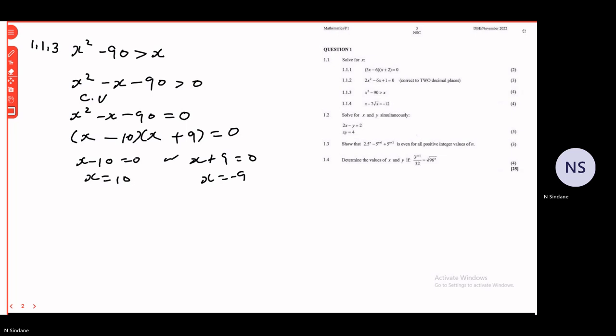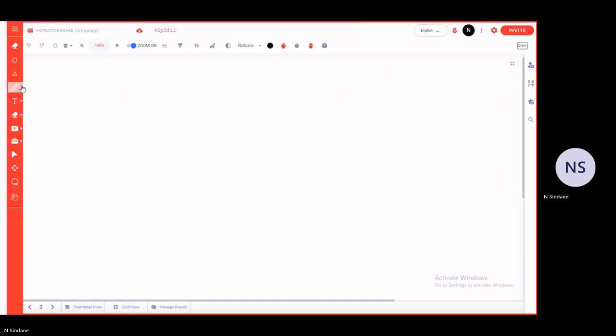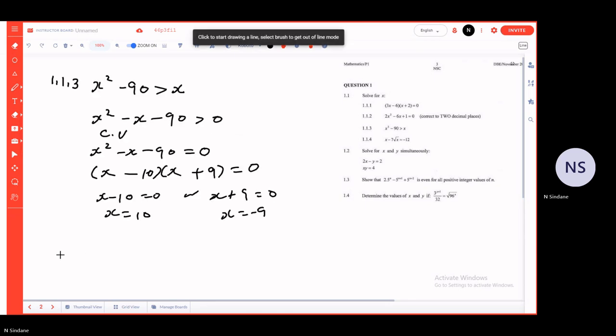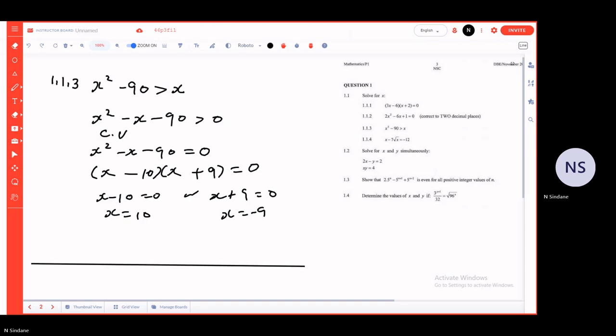Now, when it comes to inequalities, you've got to draw a number line. There's a mark for a number line, right? So if you don't draw a number line, you'll just score 3 marks here. Then you just have to get a mark for the number line. Let me try to draw a perfect straight line, even though it's not going to be perfect, but let me try. Okay.